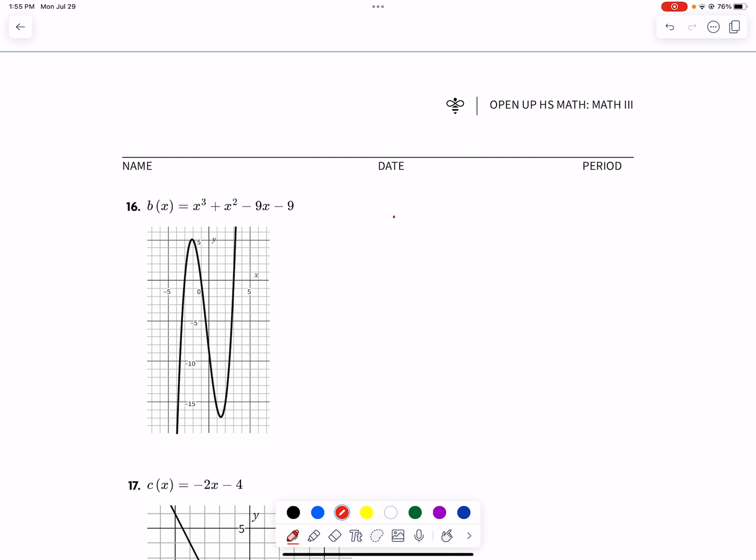Okay, where is the x-axis? There it is. That looks like negative 3, negative 1 and 3. And so x minus negative 3, x minus negative 1. Remember, it's opposite for x's. Okay.